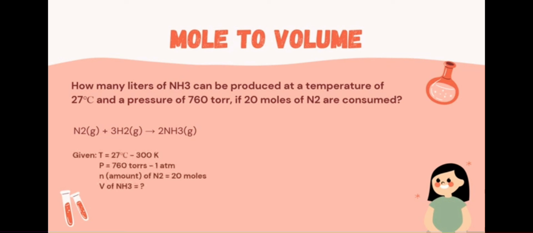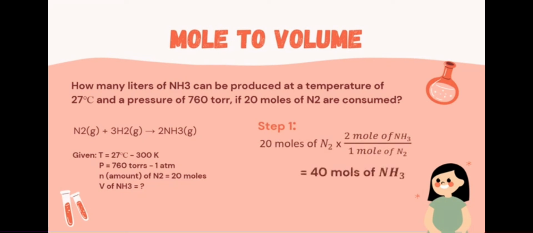So first we have to determine n, or the amount of moles of ammonia, from the given moles of nitrogen gas. So 20 moles of nitrogen gas times 2 moles of ammonia divided by 1 mole of nitrogen gas is equal to 40 moles of ammonia. We got the 2 moles of ammonia from the coefficient of ammonia in the chemical equation.